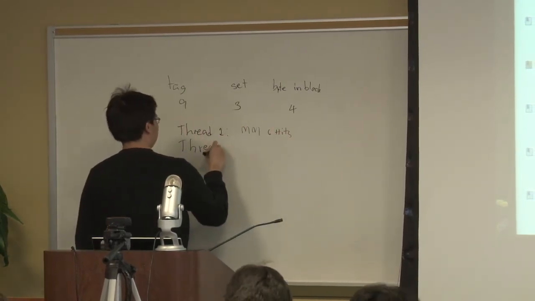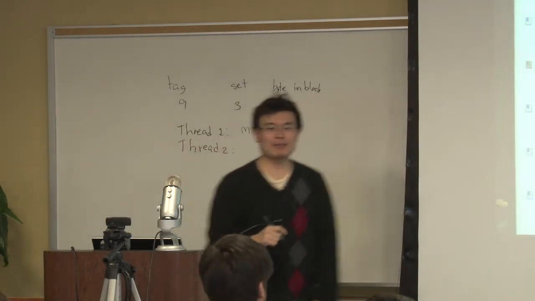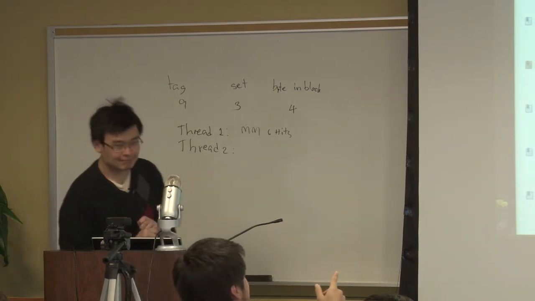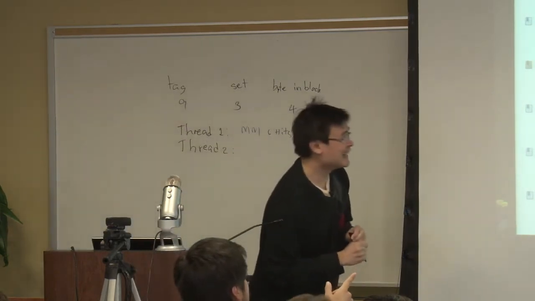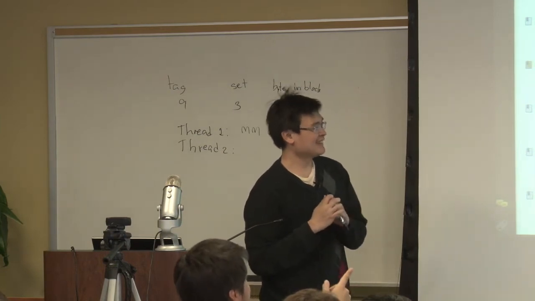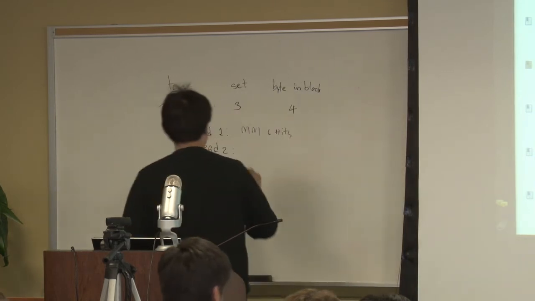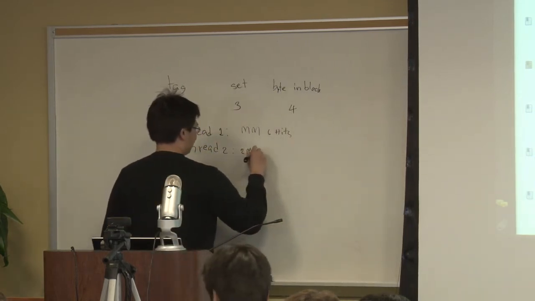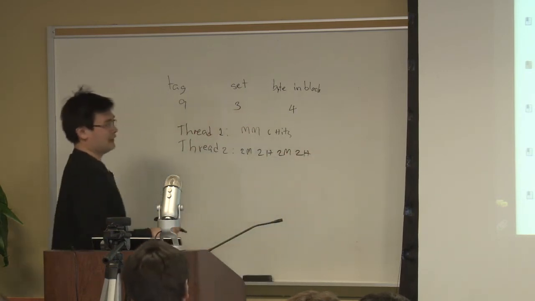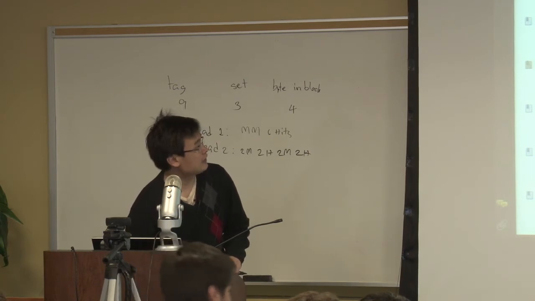And thread 2, what do you get for this? Miss, miss, hit, hit, miss, miss, hit, hit. So you get 2 misses, 2 hits, 2 misses, and 2 hits. That's what you need to work on part B.